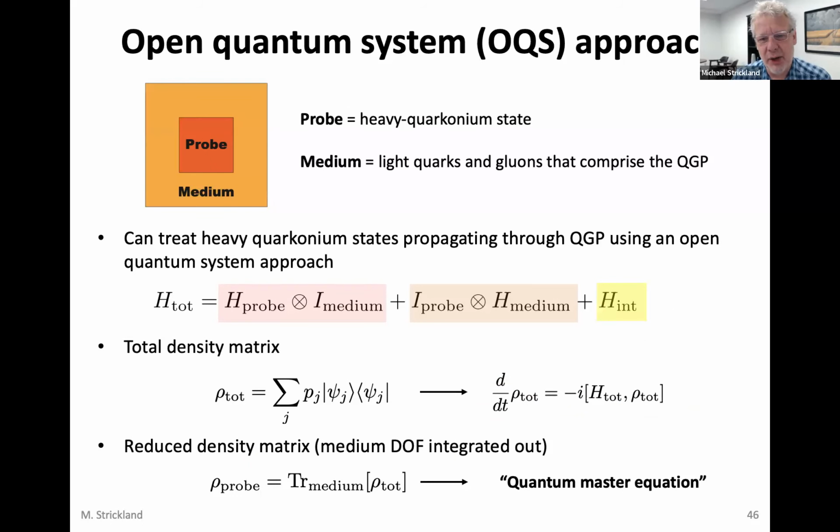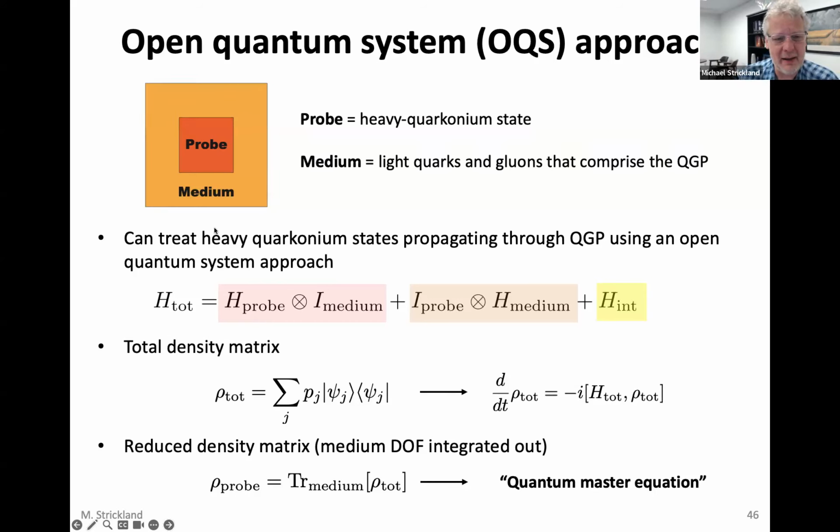The way that we're going to approach the problem is slightly different. We're going to formally use what's called an open quantum system approach, in which we take the entire system, this is our quark-gluon plasma, and we're going to divide it into 2 bits. First is our heavy quarkonium state, which we're going to call the probe, and then the medium, which is everything else. Of course, if I take the whole system into account and I look at the evolution, it's going to be unitary. But if I look at just the evolution of the probe or the medium separately, there's no reason that they individually have to be unitary evolutions. Only when I sum over both bits does that have to be true.